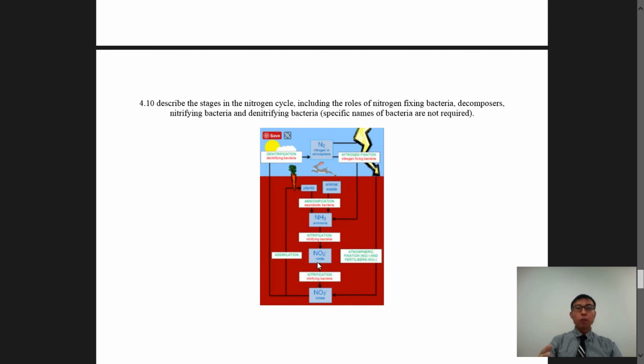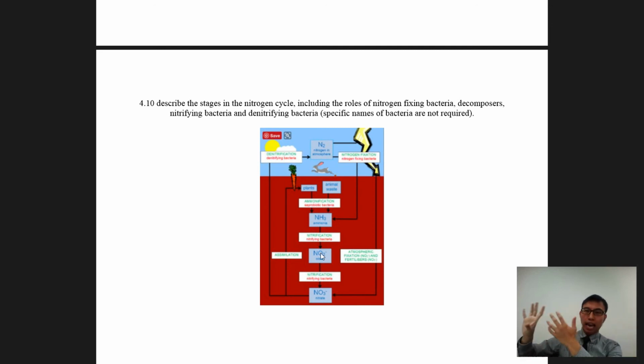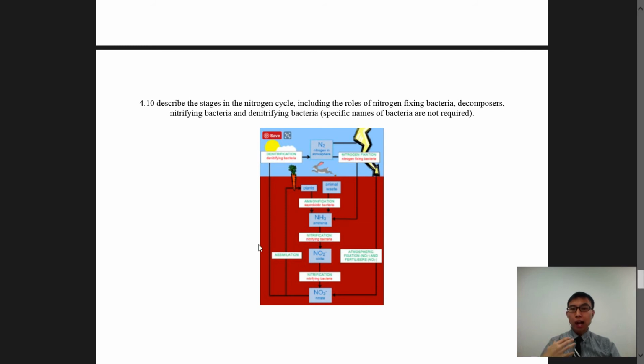Now, if you have nitrifying bacteria, you're also going to have denitrifying bacteria. The denitrifying bacteria turn the nitrate back into nitrogen. And then with the help of decomposers, it can turn proteins inside animals and plants back into ammonia as well. So that completes the whole cycle. All right, so go on Google and search up nitrogen cycle and think about it more. It could come up.